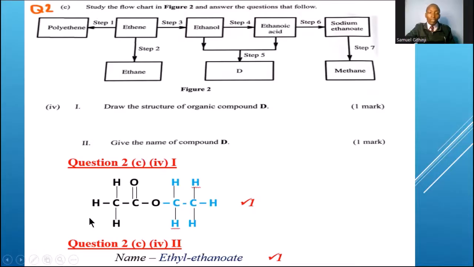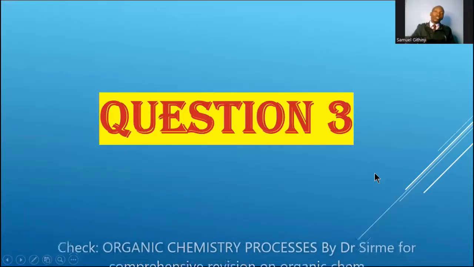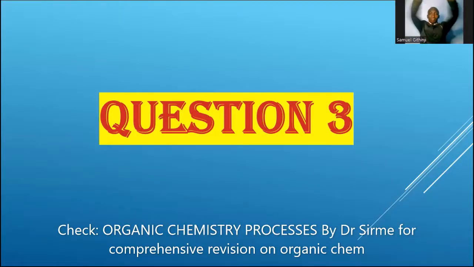As for the name, you start by naming the end that came from the alkanol. So it's 1, 2, this is an ethyl. Then on the other side, you have the 2 carbons and the alkanoate part. So it is ethyl ethanoate as one word. That is the end of question 2, my students. We can move on to question number 3.